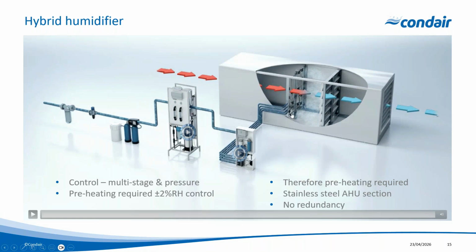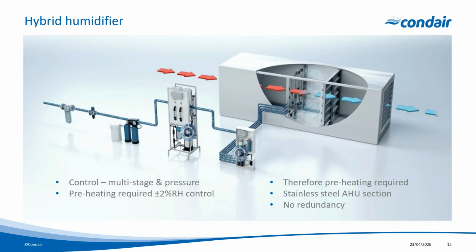When we get a demand signal, one or a number of these nozzles will turn on or off, and we will spray water into the air, which will be evaporated. And then any water that isn't evaporated is captured on a ceramic matrix, which then evaporates the moisture off in the same way that an evaporative humidifier would. So it's using two types of technology.